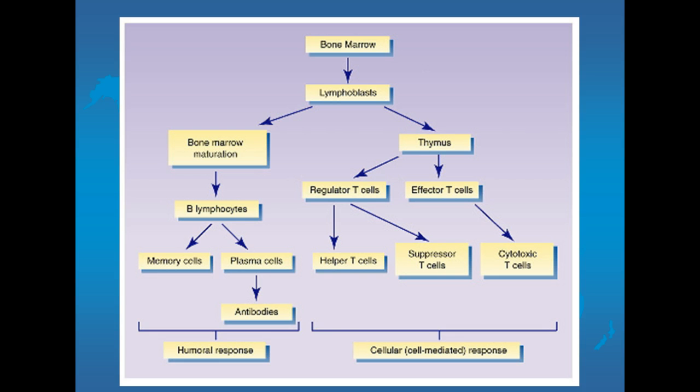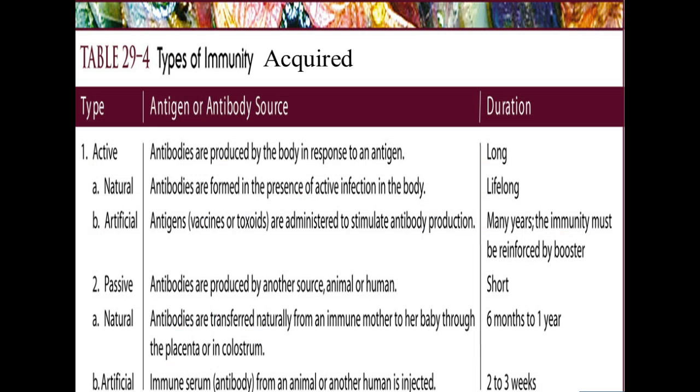Okay. Now, this slide is actually an old slide, but I really like it. It talks about acquired types of immunities. This is acquired. So you've got your antigen and your antibody source. So you've got active immunity. This 2 here is supposed to be over there, and I can't change that, but it's just so you know it, okay?